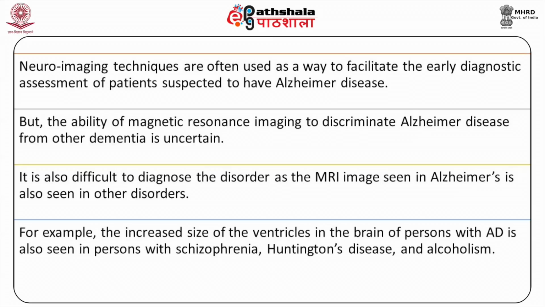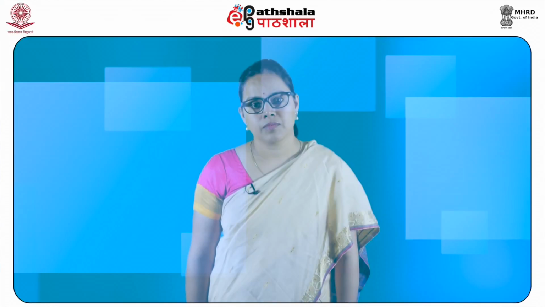But the ability of magnetic resonance imaging, that is MRI, to discriminate Alzheimer's disease from other dementia is uncertain. It is also difficult to diagnose the disorder as the MRI image seen in Alzheimer's is also seen in other disorders. For example, the increased size of the ventricles in the brain of a person with AD, Alzheimer's disease, is also seen in persons with schizophrenia, Huntington's disease and alcoholism.